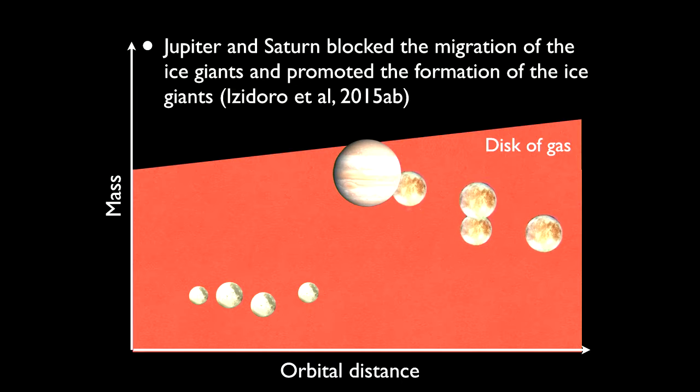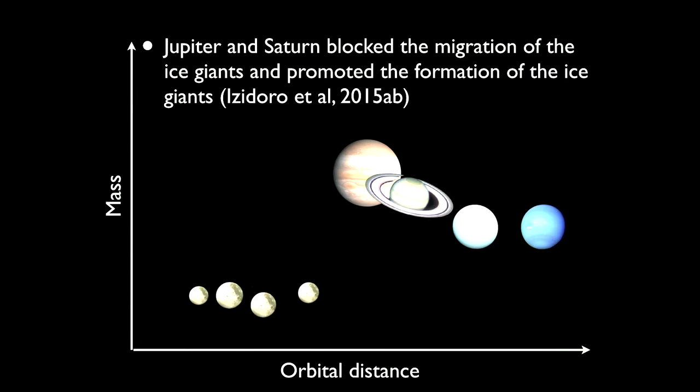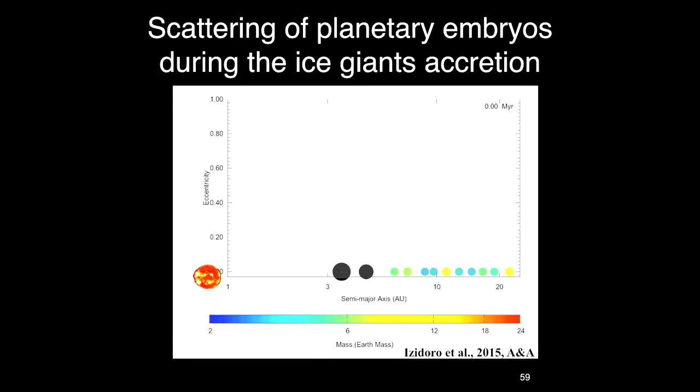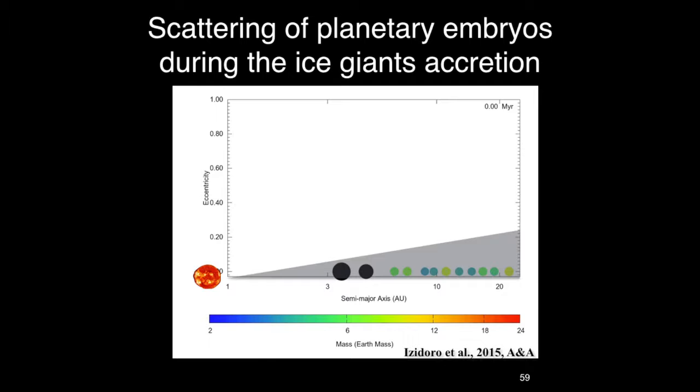Here you have a simulation of the formation of the ice giants in the solar system. Here you have the Sun, Jupiter is fully formed, and Saturn is assumed to be fully formed. For simplicity, they are not migrating. And you have here a population of planetary embryos that have masses of a few Earth masses. They are going to migrate inwards, and Jupiter and Saturn are going to block them.